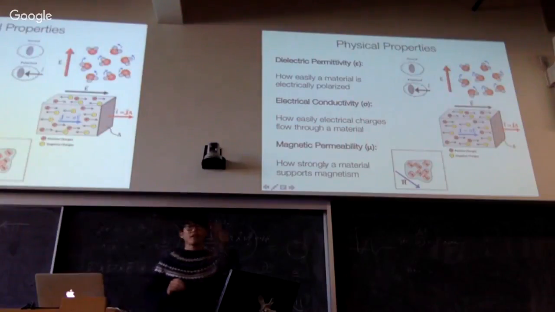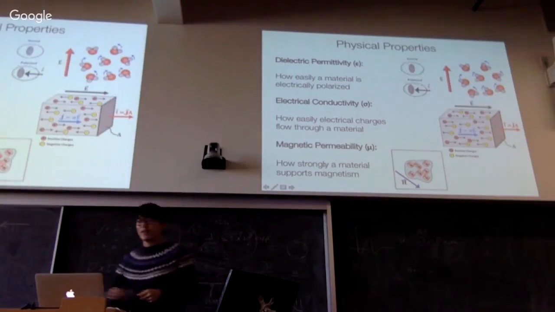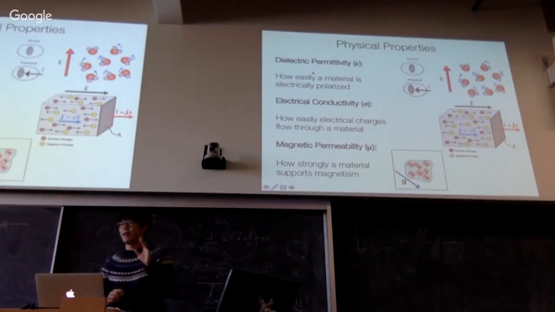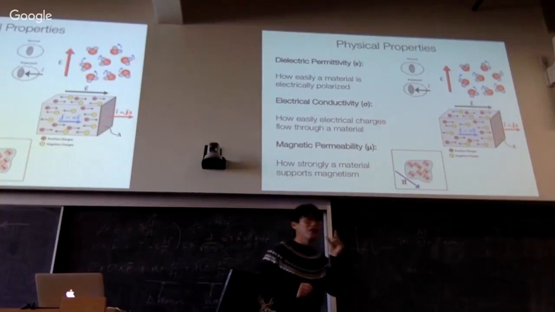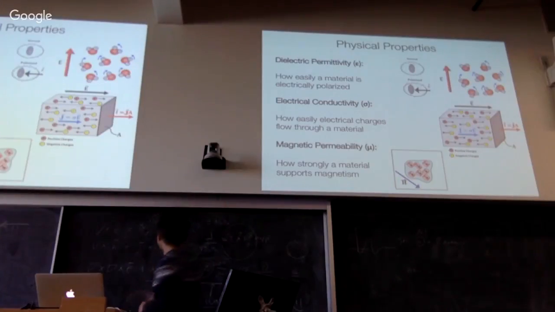So I'm going to introduce three different physical properties. First one is dielectric permittivity. Okay. This one is actually a tough one, but if you think about water, it's polarized. H2O is essentially a polarized material.